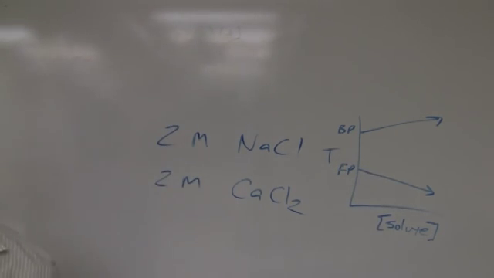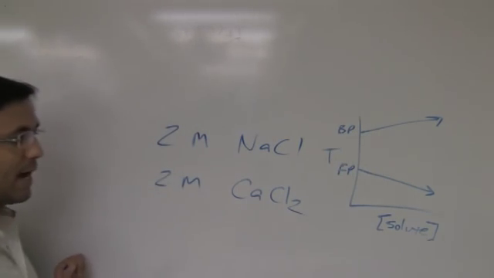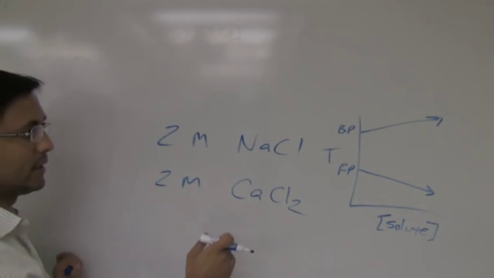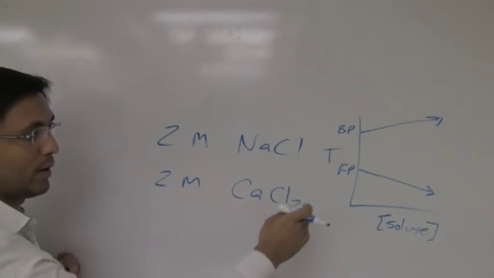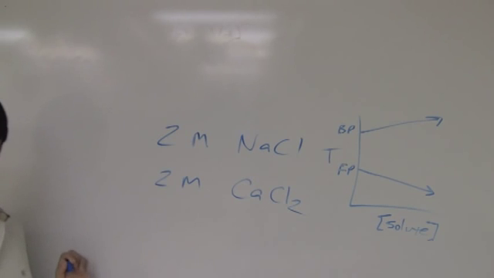So remember that. We said which one has a higher boiling point? Well, it's this one because we have more solute. So with more solute, it raises higher. Which one has the higher freezing point? Well, it's this one, because the more solute we have, the lower it gets.